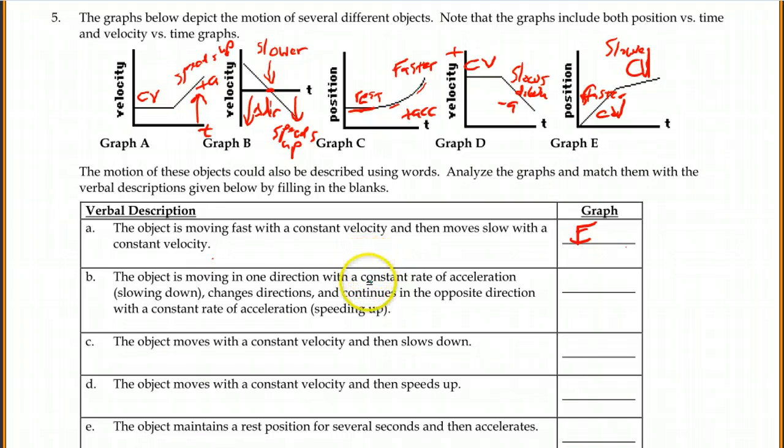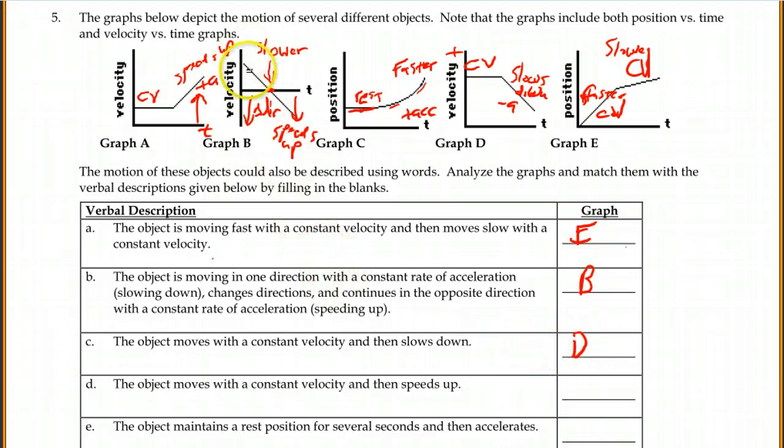In B, moving in one direction with a constant rate of acceleration, slowing down, changes direction and continues in the opposite direction but speeds up. So slower, then speeding up, opposite direction. That would be letter B, graph B. Constant velocity and then slows down, constant velocity and then slows down. That would be letter D.